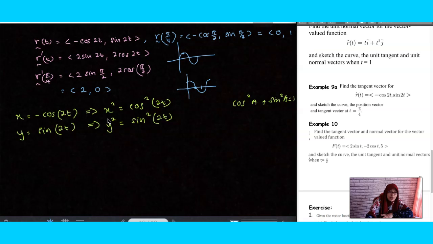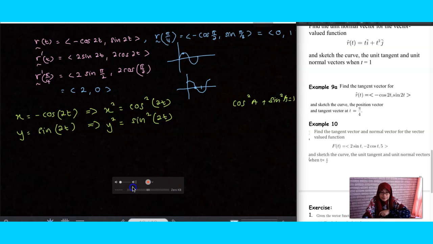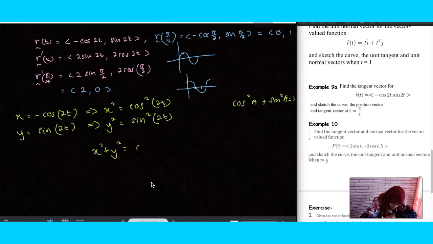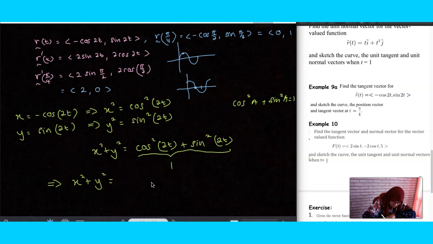Okay, so now how can we eliminate the t? Then you have to apply the trigonometric identity. So you have x squared plus y squared will give you cos squared 2t plus sine squared of 2t. And we know that from the identity of trigo, this is equal to 1. So then we can convert from the equation in terms of t into the Cartesian form. So we have a circle with radius 1 and center at the origin.